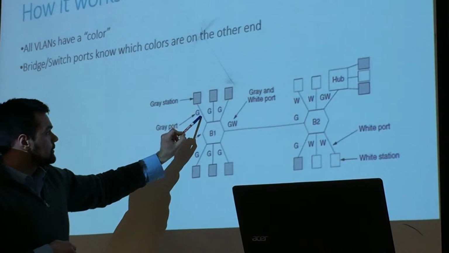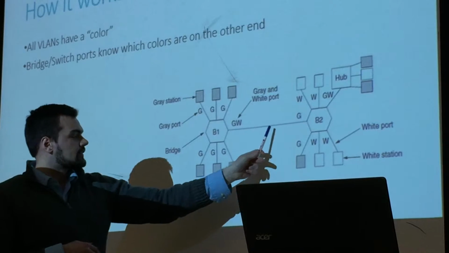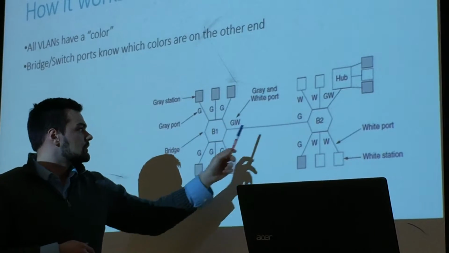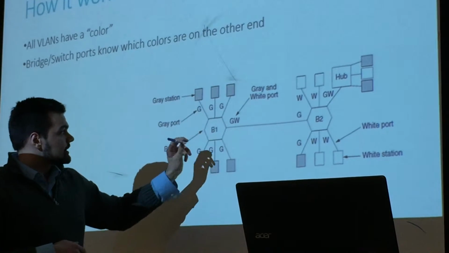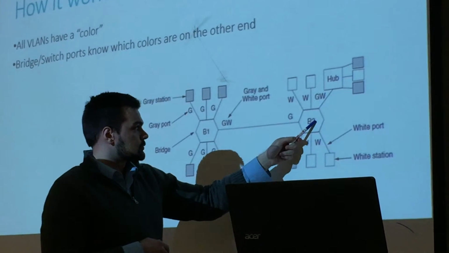But it does know it's coming from a gray port, and it does know that on the other side of this one is another gray one. It doesn't know where it is, and it doesn't care. So it's going to take that packet, attach some headers to it, and ship it over to this switch.